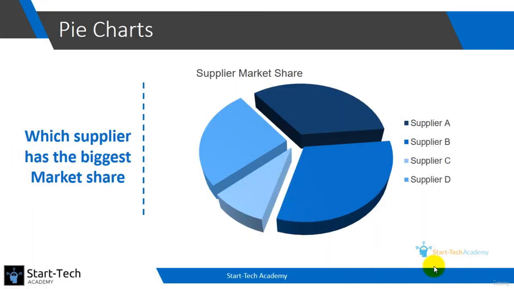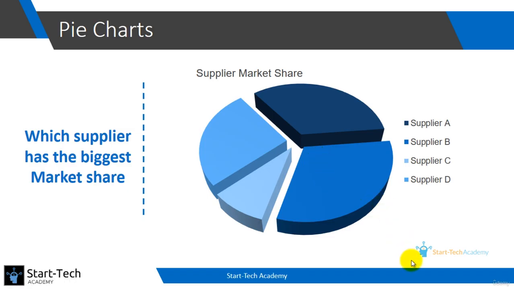So here's a 3D pie chart showing the market share of 4 different suppliers. My question to you is, can you identify which is the biggest supplier from this graph? So most people say that supplier B is the biggest one, which is this one. And if you have to estimate the proportion of market share of this supplier, probably 40%, 35% or something like that.